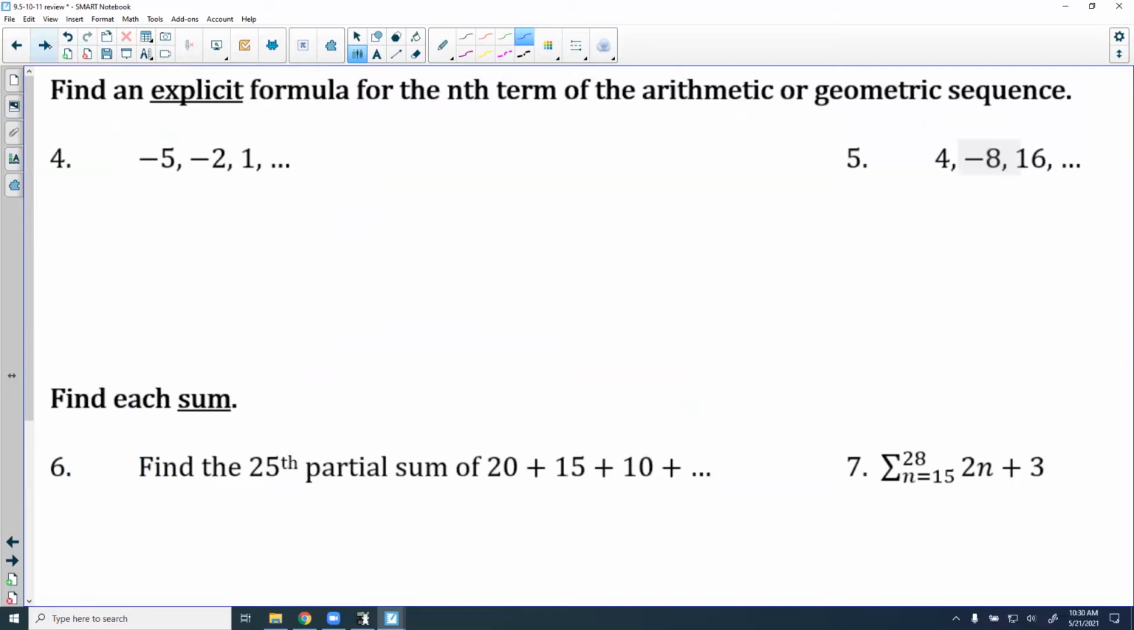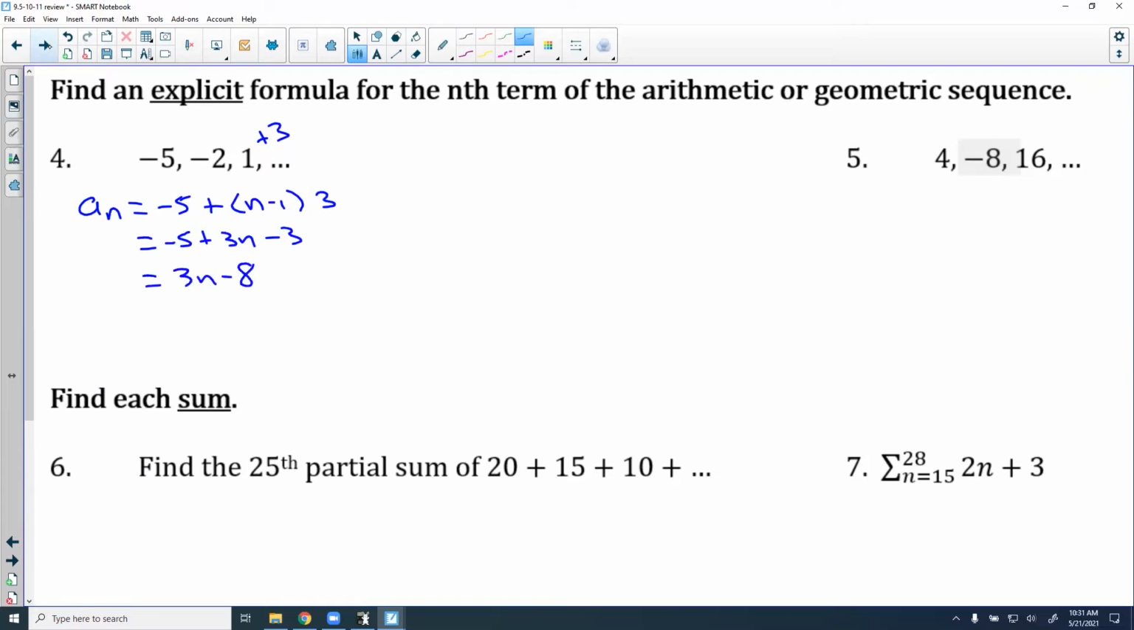Find an explicit formula for the nth term of the arithmetic or geometric sequence. Explicit formula for, so a sub n. So a sub n is equal to, oh, this is what, adding 3? Adding 3, so that's arithmetic. So -5, a sub 1, plus n minus 1 times d, times 3. So -5 plus 3n minus 3, so 3n minus 8.